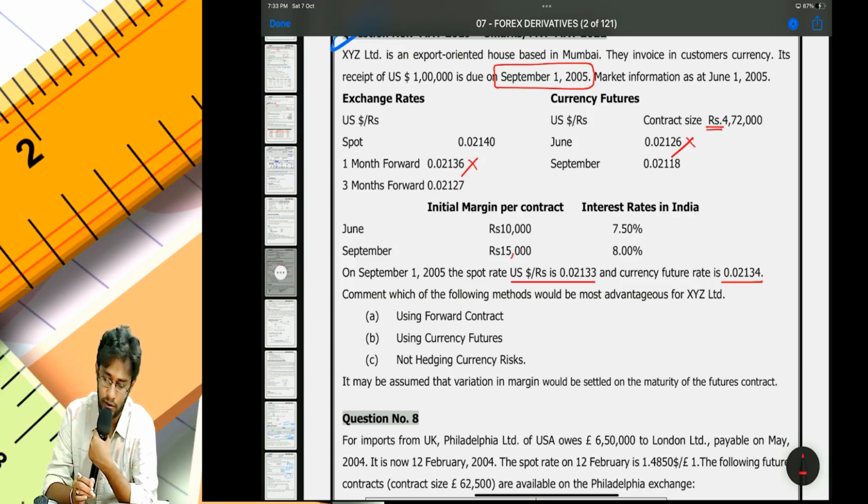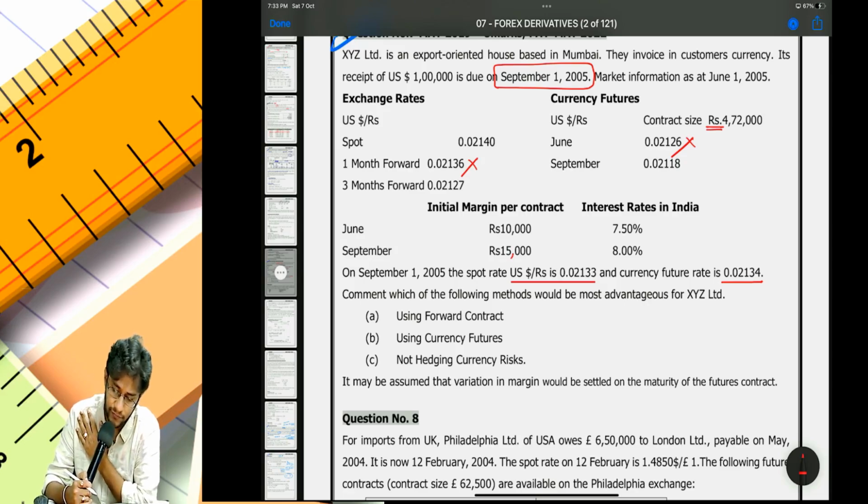September 1 is it the maturity date of futures contract? Definitely not. That is the reason on this day spot rate to futures price are not same. They should not be same on this day. Comment which of the following methods would be most advantageous for XYZ Limited.